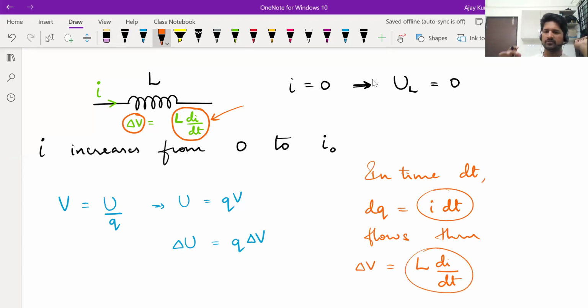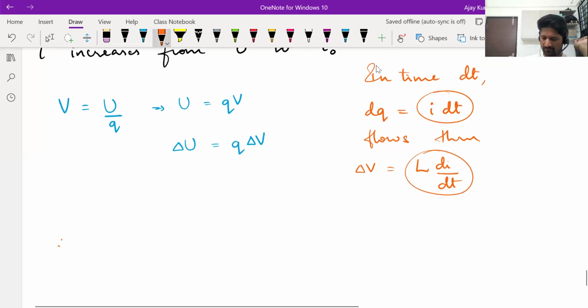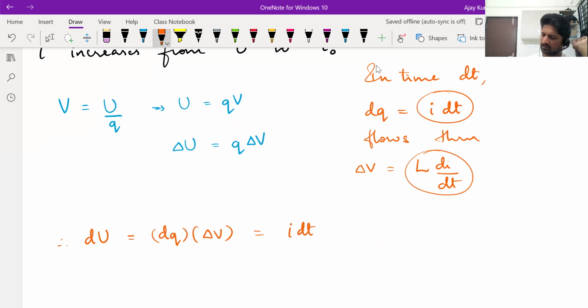Okay. So we know the amount of charge, we know the potential difference. Therefore, the change in energy, a small change in energy because a small charge will flow in time dt, becomes that small charge multiplied with the potential difference through which it goes. So I dt multiplied with L di by dt. dt gets cancelled. You will be left with L I di. Okay, that's the small change in energy when current I flows through an inductor. And this energy gets stored as magnetic energy in the inductor.